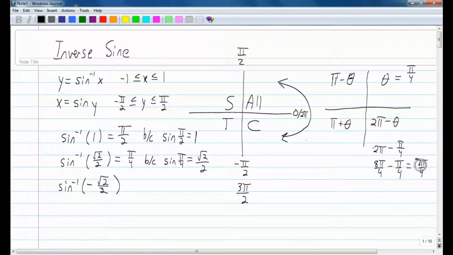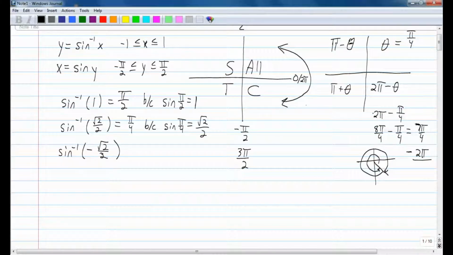So the problem with this answer is it's in the fourth quadrant, but it's not between negative pi over 2 and 0. So what we want to do, if our angle measure is probably about right there, is go one complete revolution back so that we can figure out the angle measure that's between negative pi over 2 and 0. So what we have to do is subtract 2 pi from that answer. Okay? So 7 pi over 4 minus 2 pi, get a common denominator, just like we did earlier. So we'll have 7 pi over 4 minus 8 pi over 4, and you'll get negative pi over 4. So that means the inverse sine of negative square root of 2 over 2 is negative pi over 4.